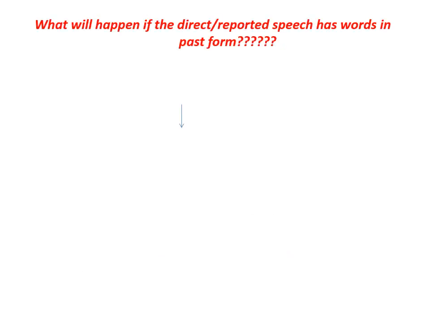Let's see other examples. What will happen if the direct or reported speech has words in past form? For example, Ram said to Lakshman, "I ate food in the morning." Now we are talking about this kind of word where the tense is past tense, because in the previous examples we saw that when the word was in present tense we changed it to past tense. Now that the word is in past tense, the word in past tense changes to past perfect tense, and the starting word of past perfect tense is had: had plus verb.